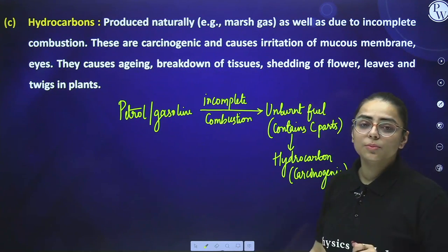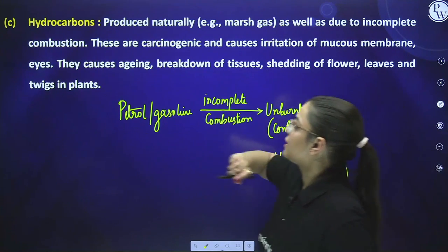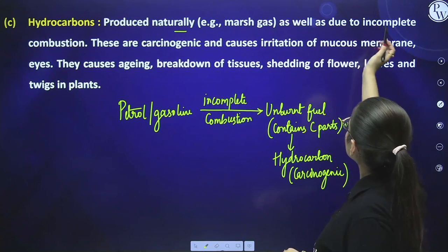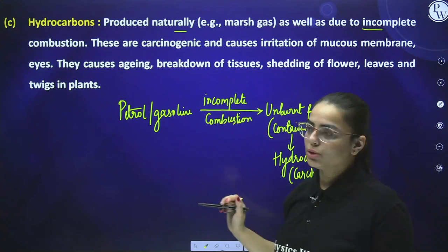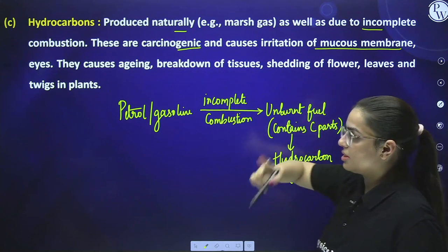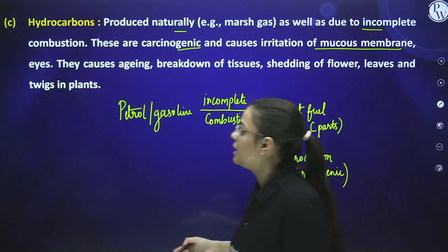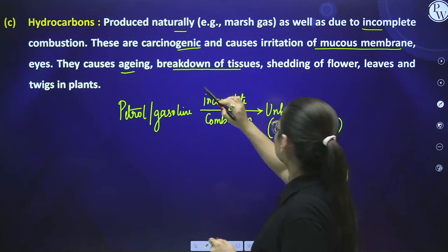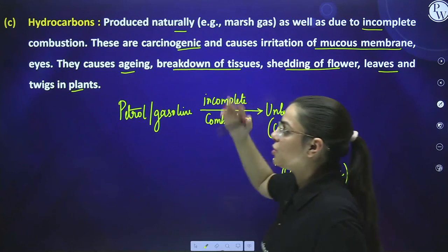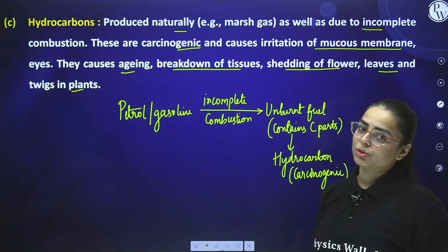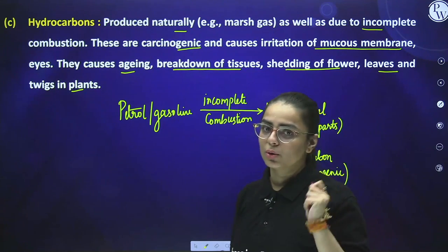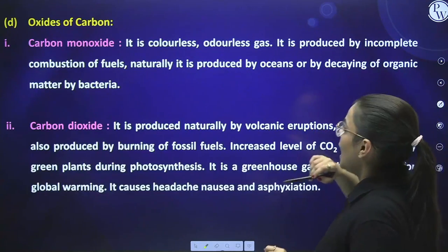So this is really very important for you to understand, right? Now let us read over here. They are produced naturally, example marsh gas, as well as due to incomplete combustion, which I have already told you. These are carcinogenic and cause irritation of mucous membrane, and irritation in the eyes, right? They cause aging, breakdown of tissues, shedding of flowers, leaves and twigs in plants. They have an adverse effect in human beings also and animals also, right? Kindly mention it if it is not in the NCERT, you need to write it down. Clear?